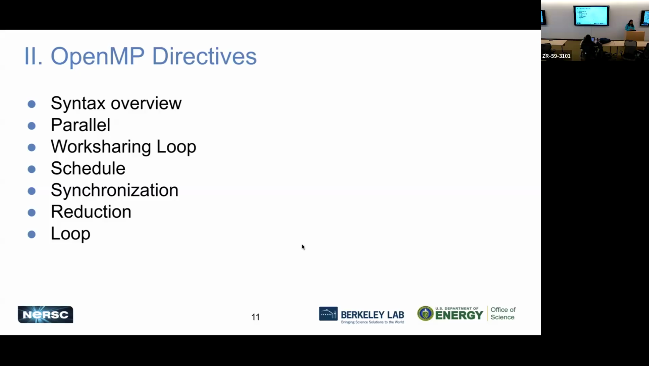Then the different kinds of schedules. How do I distribute my work? Usually the schedule is on top of the work sharing loop. How do I schedule? Like, I split them evenly, or I do some kind of smarter way to distribute work. That's called schedule. And then synchronization, as I mentioned, barrier and other ways. Then reduction. You've heard of reduction in MPI. There's a similar concept in OpenMP reduction. There's another thing called OMP loop. It's also a work sharing loop, but a different way of specifying the loop to distribute work.